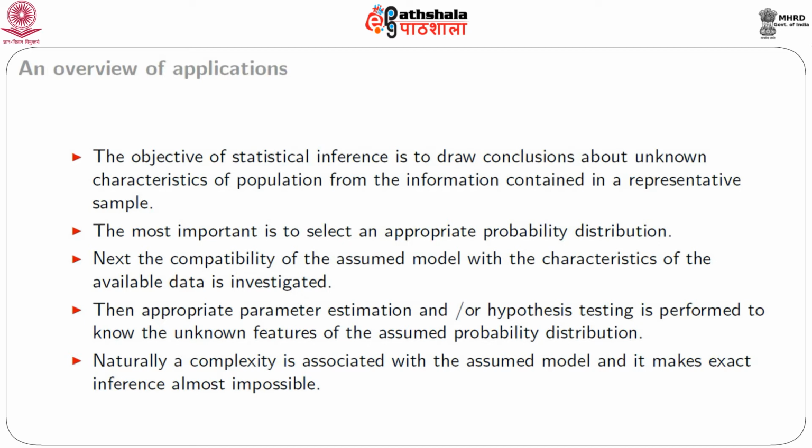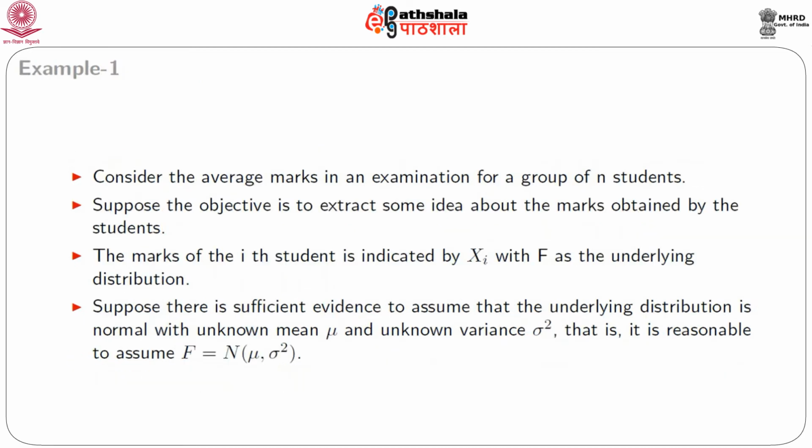Naturally, a complexity is associated with the assumed model and it makes exact inference almost impossible. So, let us consider our first example. Consider the average marks in an examination for a group of n students. Suppose the objective is to extract some idea about the marks obtained by the students. The marks of the ith student is indicated by xi, with f as the underlying distribution.